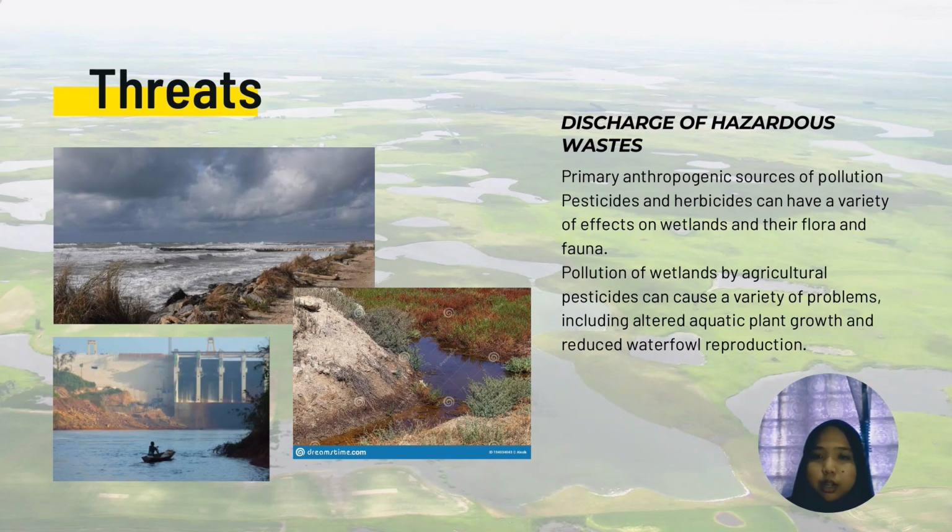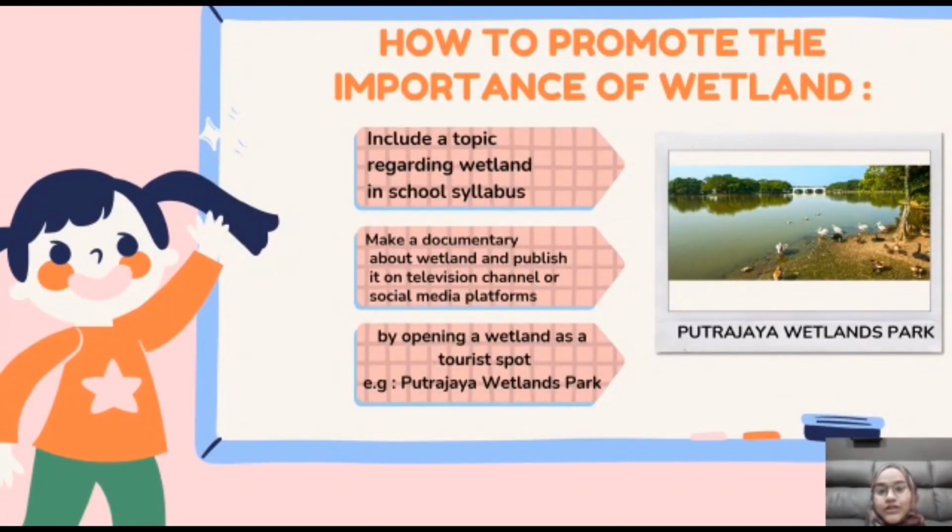How to promote the importance of wetland. First of all, include a topic regarding wetland in the school syllabus. This can be an exposure about wetland to the youngsters. Second of all, make a documentary about wetland and publish it on television channels or social media platforms. Last but not least, we can promote the importance of wetland by opening a wetland as a tourist spot.